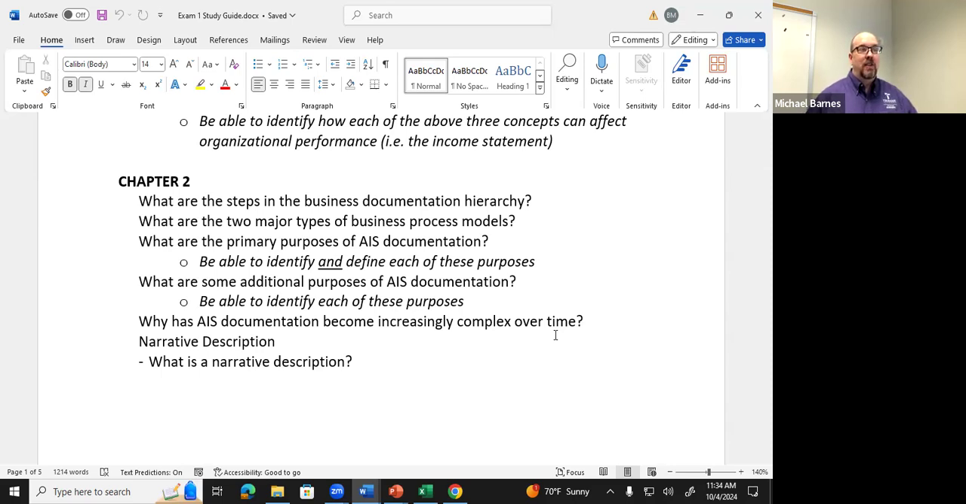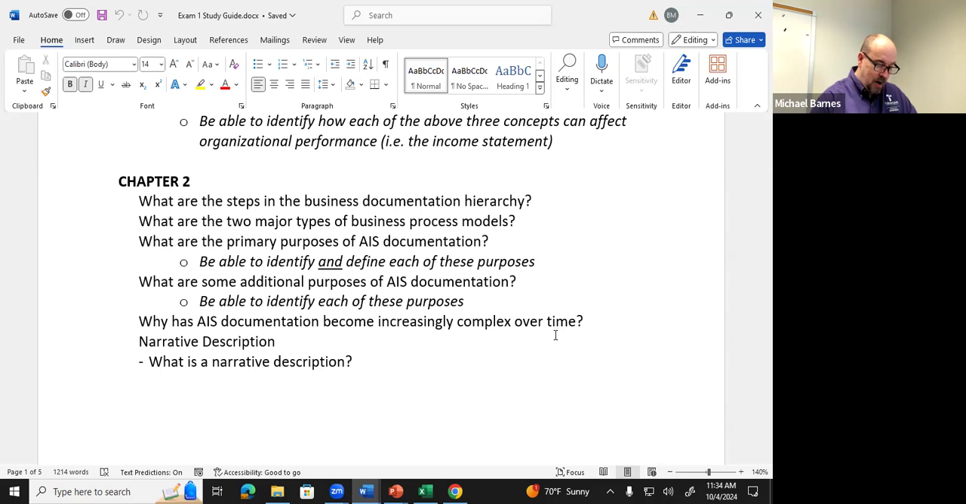BPMN diagrams are activity models, and UML diagrams are structure models. Remember, activity models kind of dictate how a person would view the system, and the structure models dictate how a system uses the system, basically, how a computer uses the system.